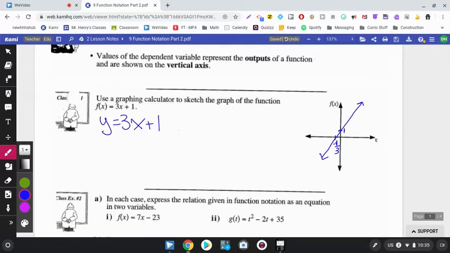Okay, if I ever ask you to sketch something, I'll tell you specifically what I want. But in general, it's, yeah, draw the line, show me some x-intercepts and y-intercepts and the important points. Okay, all right, that was a good review of our graphing calculator.